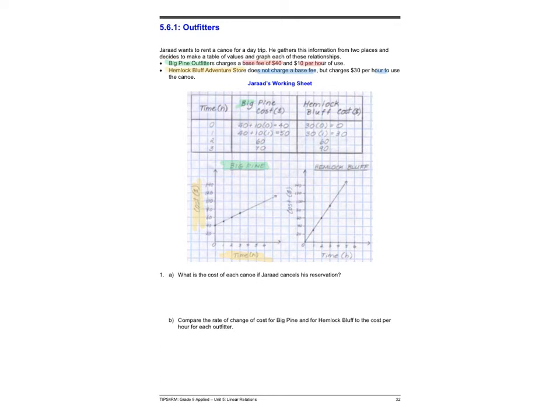For our second outfitter store, the Hemlock Bluff Adventure Store, we see our time and we see our cost, just like in the first graph. And we can see our cost per hour. Because the Hemlock Bluff Outfitters do not charge a base fee, this graph starts with a cost of $0 at 0 hours. And every hour, our cost rises. Our line of best fit again shows us the relationship of this line.